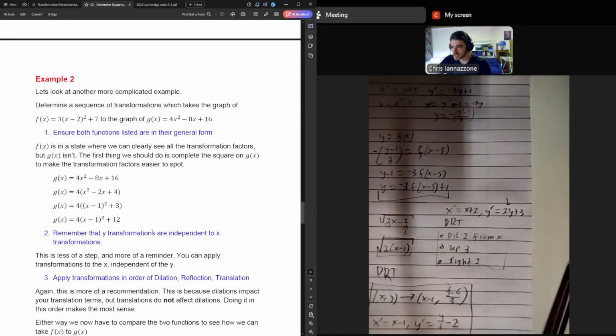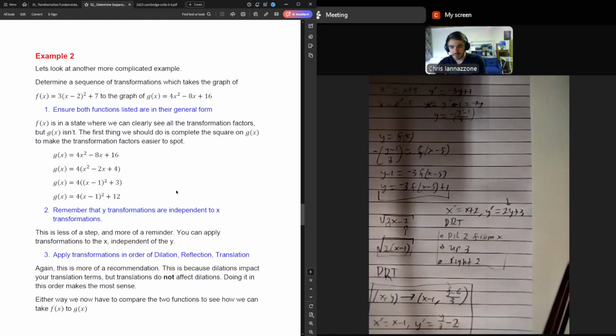So, what does this look like? Well, we have a completed square quadratic and a regular quadratic. It's in its polynomial form. If we're following the guidelines that I'm recommending, start by getting things in the general form, which for a quadratic means its completed square form. So we're going to take g of x, complete the square, and that's going to get us to this stage here. Now, we can directly compare these functions. We can see what it would take to get from f to g.